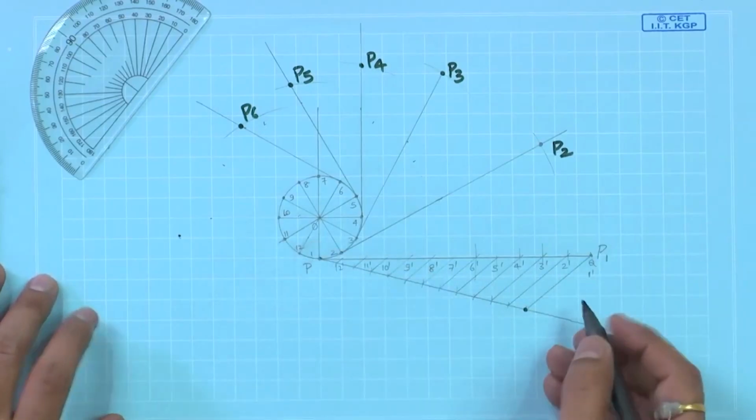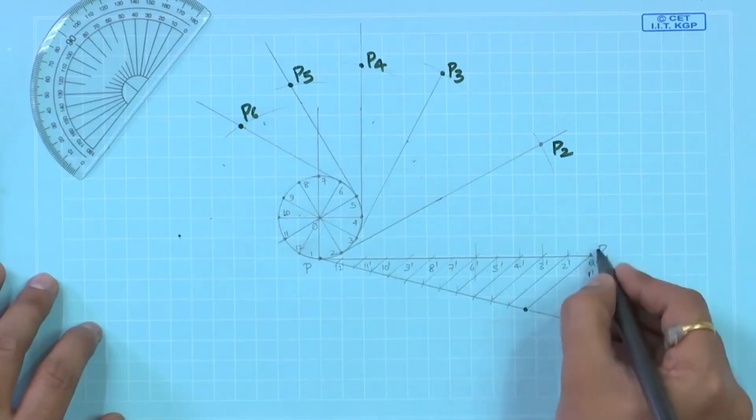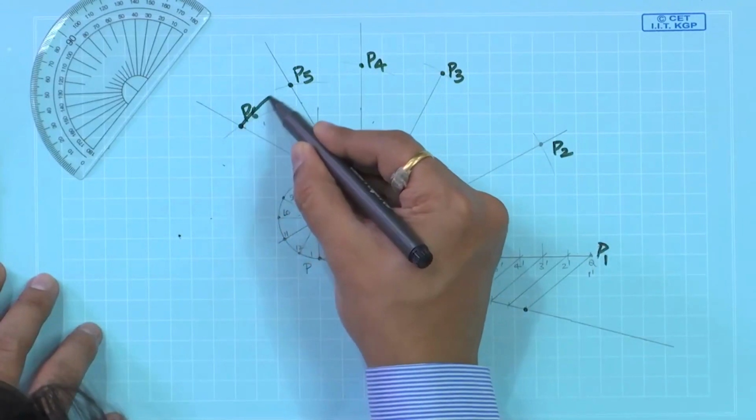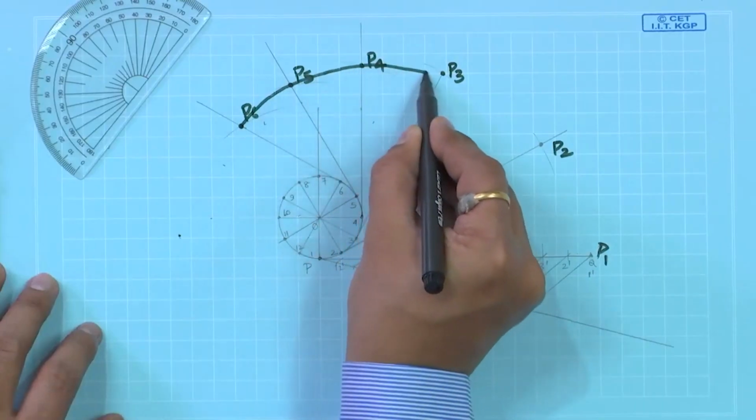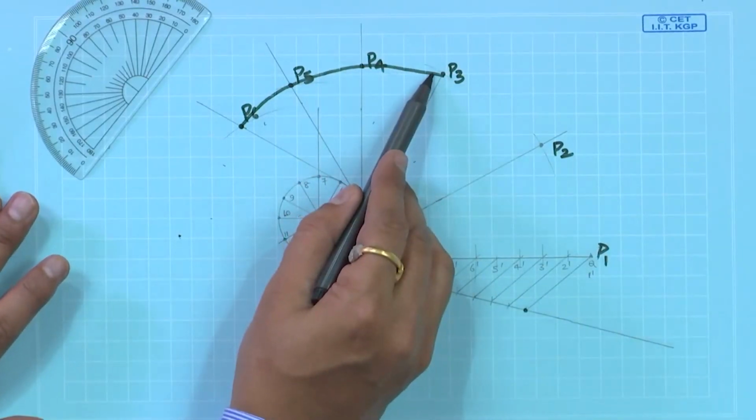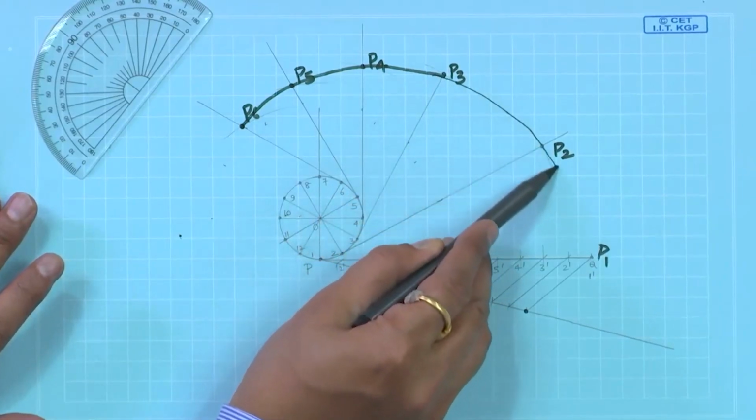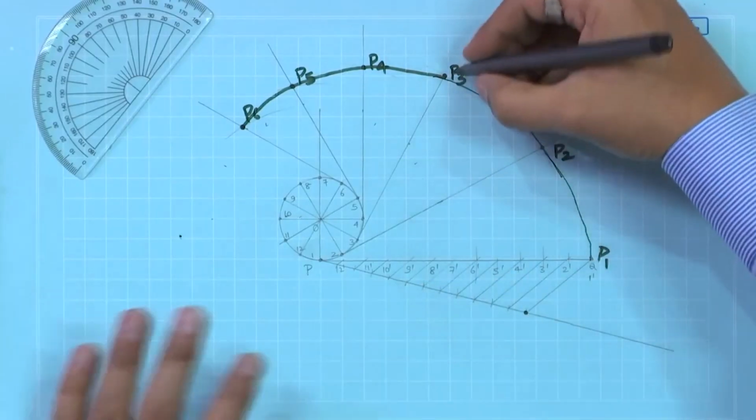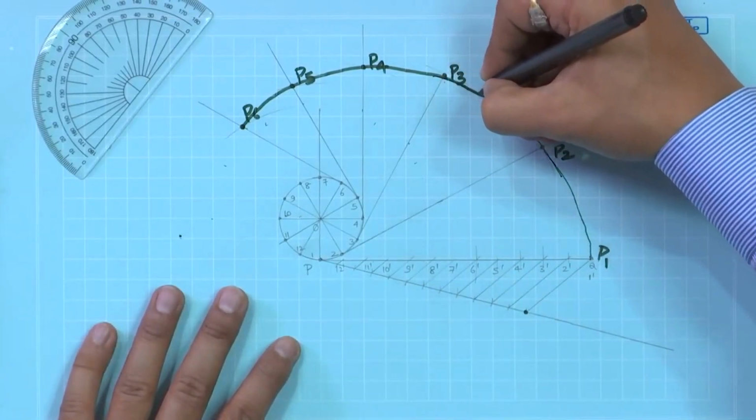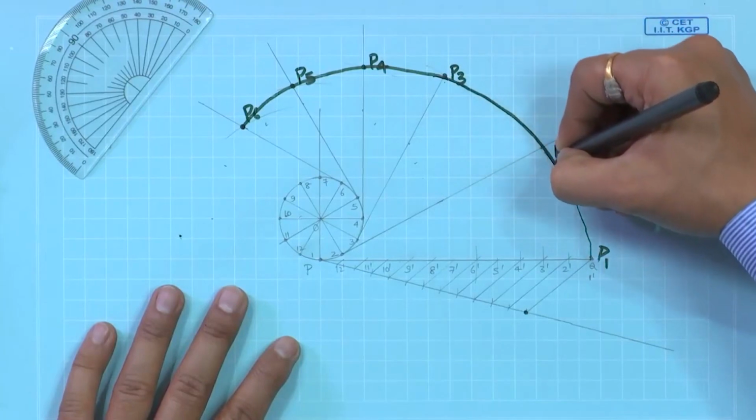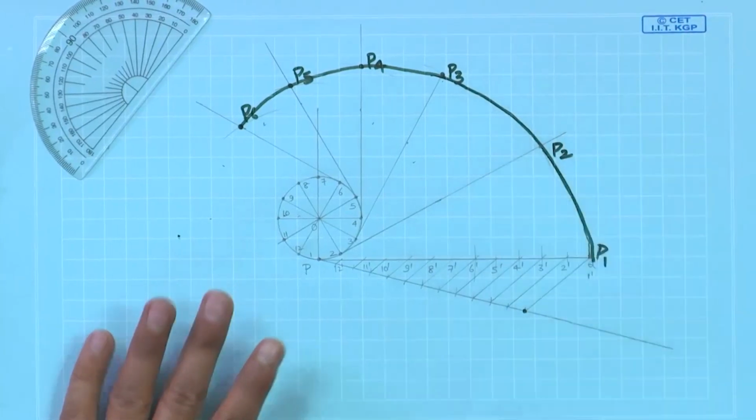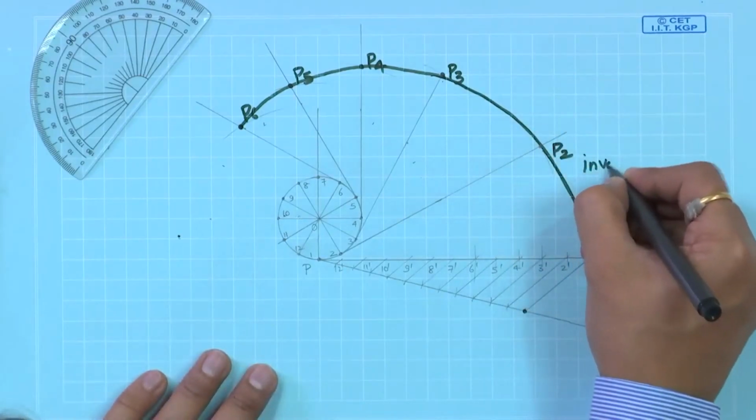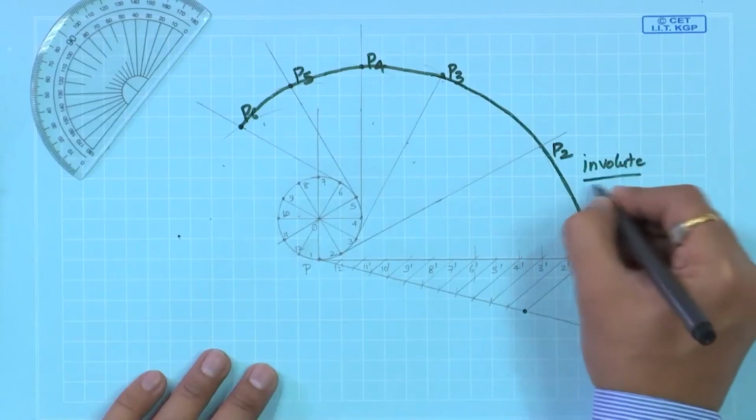If we continue, it goes and makes a point somewhere here. So, let us join by freehand sketch. We should begin from this P1 point, but just for simplicity we are going like this. Let us darken that line. This is the way our involute goes.